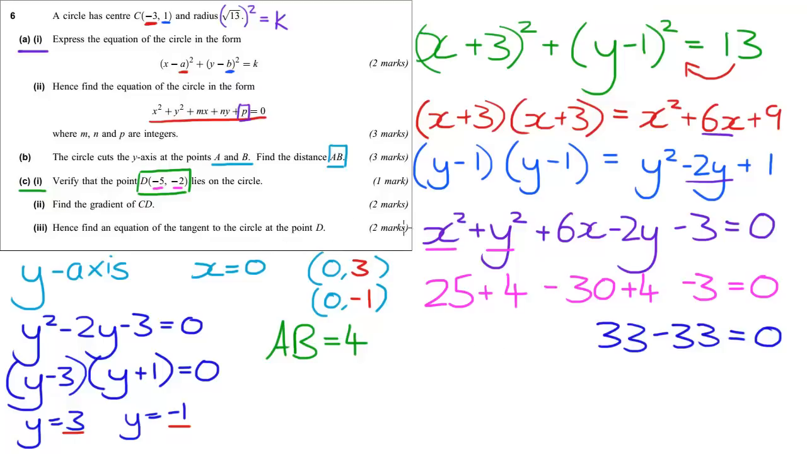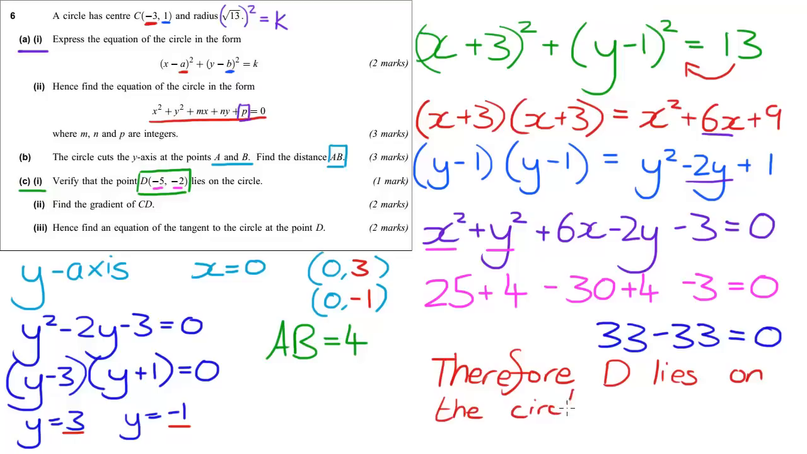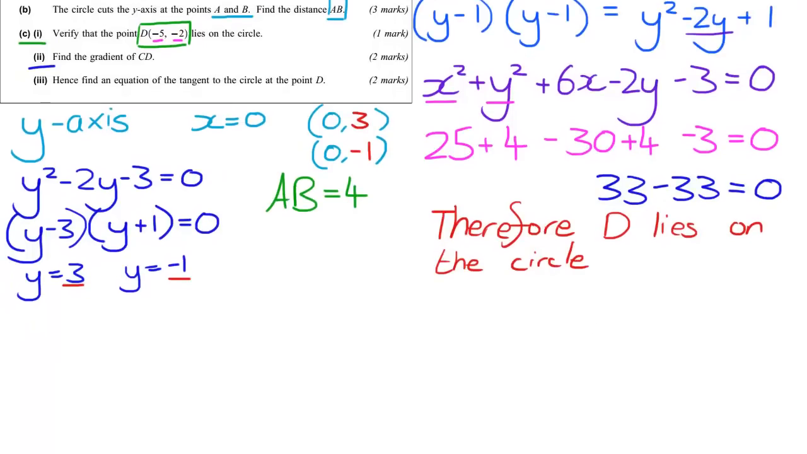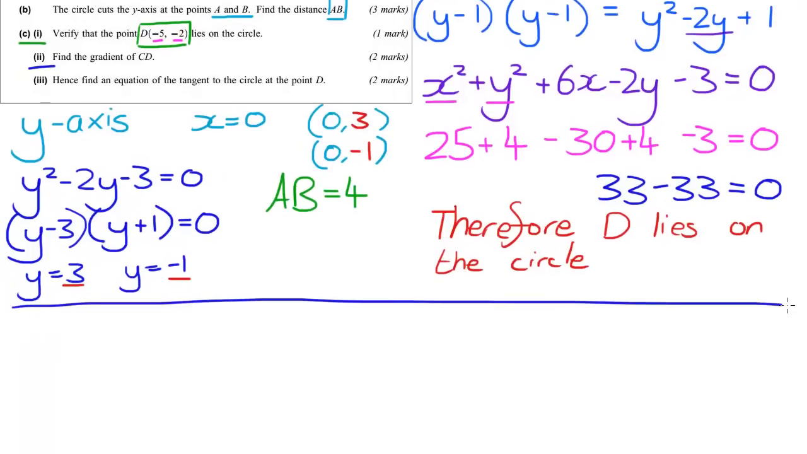And then for the mark there, we have to say therefore D lies on the circle. If you don't write that, then you run the risk of losing the mark there, because some questions demand you have that statement, some they don't. If you want to look up the mark scheme for this one, you can do, but I'm going to move on. I'm going to move down as well so that we have some more space here.